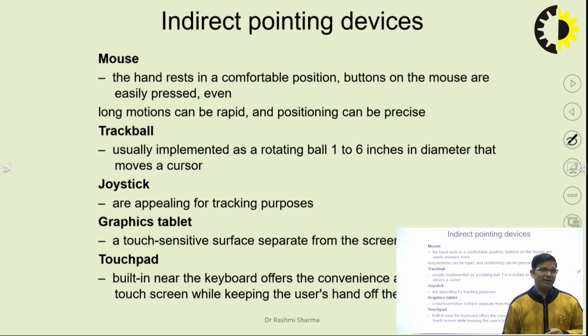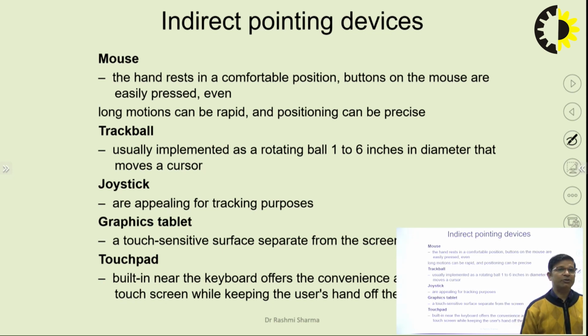Now indirect pointing devices: which are not directly in touch with the screen? For example, the mouse. The mouse is connected to the system; the signal of the mouse goes to the CPU and then to the screen. The hand rests in a comfortable position and the buttons of the mouse are easily pressed. Even long motions can be rapid and position can be precise. Generally there are a maximum of 3 buttons, and one scroll wheel, which is itself treated as a button also.